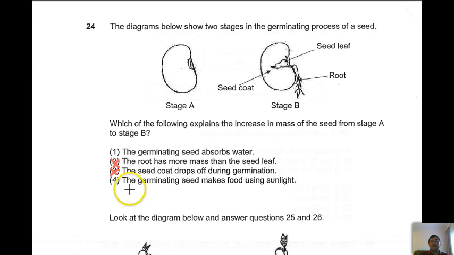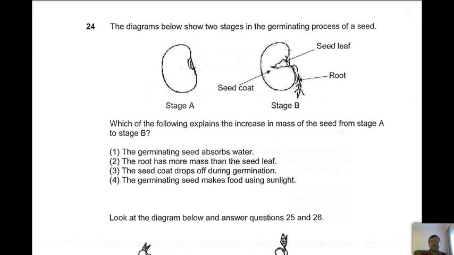Let's take a look at 4, germinating seed makes food using sunlight. This is totally irrelevant. Germination doesn't need sunlight, so it has nothing to do with adding to the mass of the seed. It is water that has gone into the seed that has increased the mass of the seed over here. Hope you find this interesting.